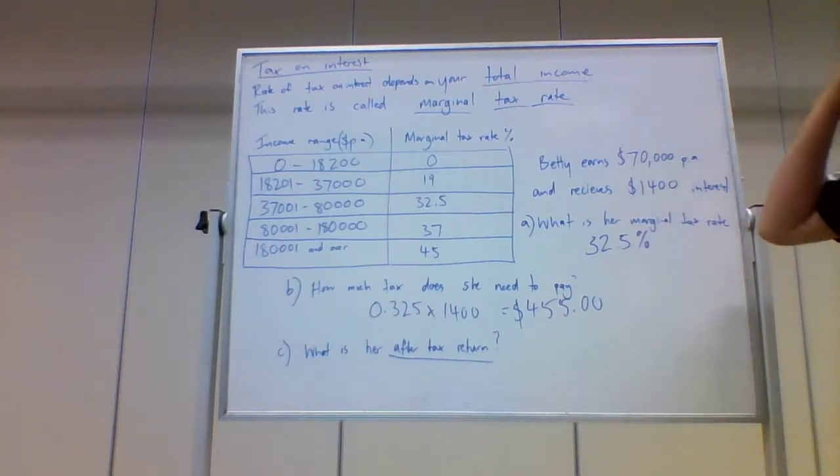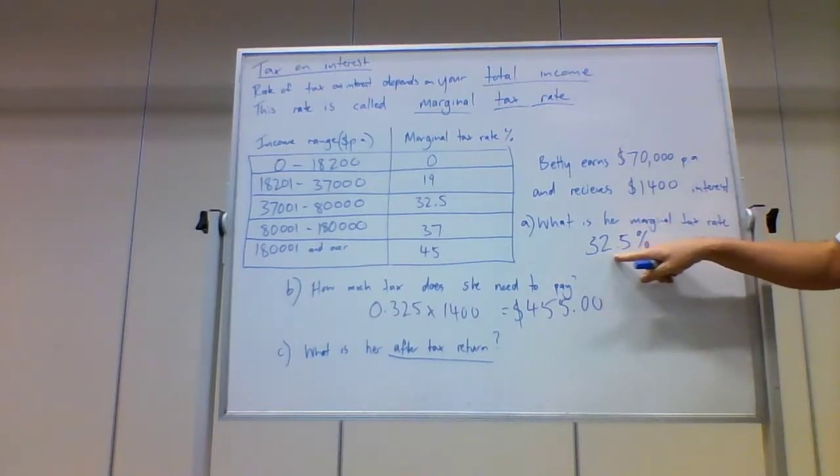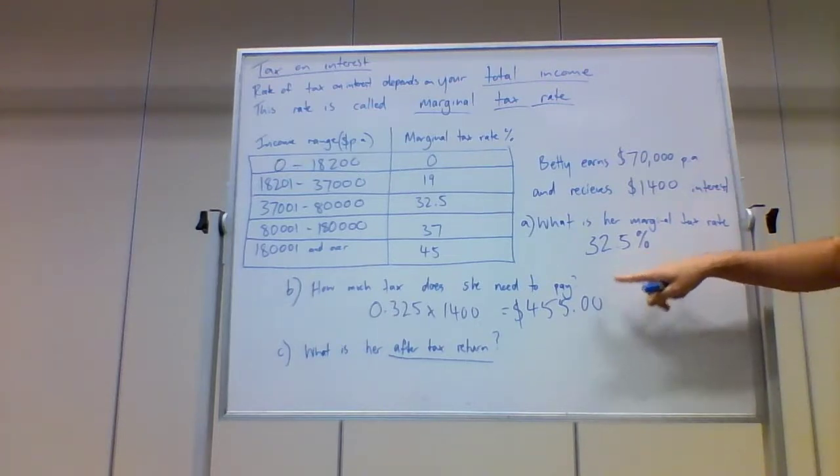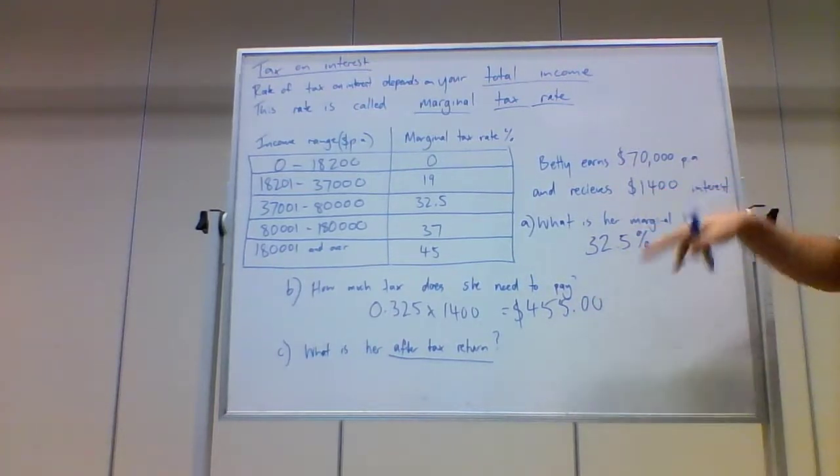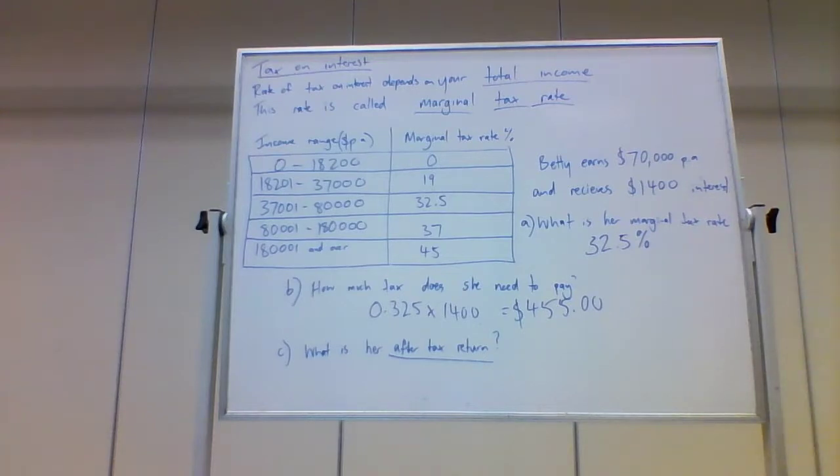And if you've done this right, you should know, well, that's about a third. That's about a third, 32.5%. And that looks like it's probably about a third of that. It's less than half, so that's good.